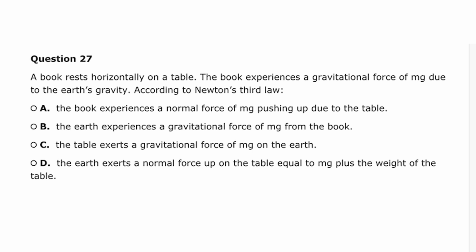D, the Earth exerts a normal force up on the table equal to mg plus the weight of the table. So it's interesting. D and A seem like they're saying the same thing: that the book experiences this force pushing up from the table, and the Earth also exerts a force up on the table and the book. So my logic wants to tell me that A and D are somehow the same. Obviously two answers can't be the same, so neither of those must be right. Very, very clever.